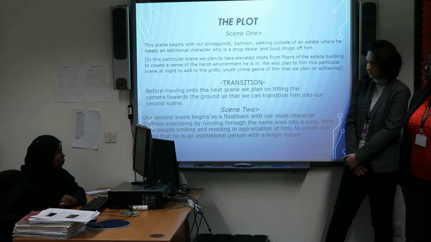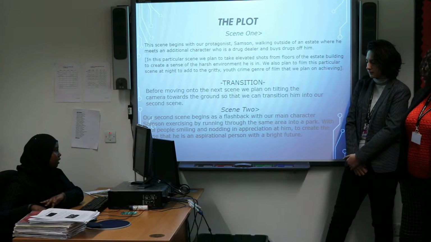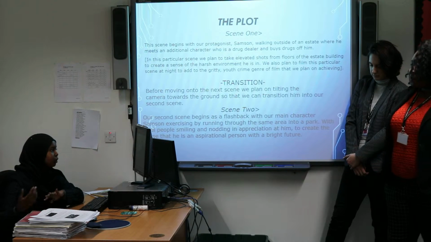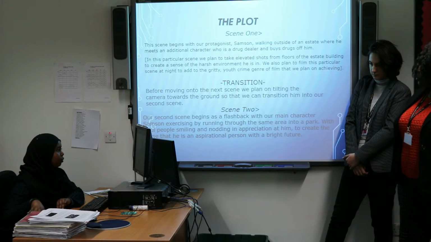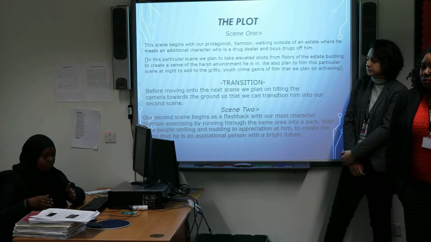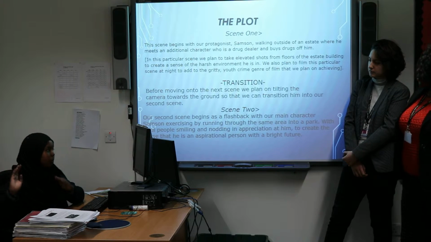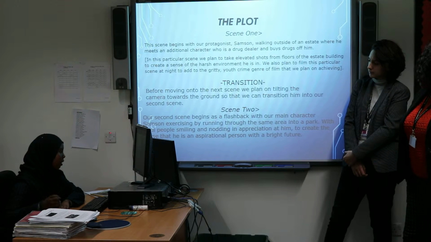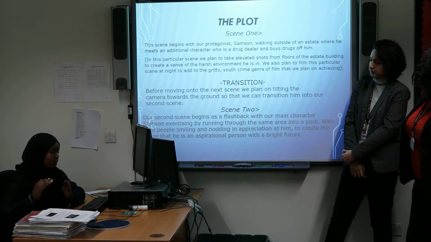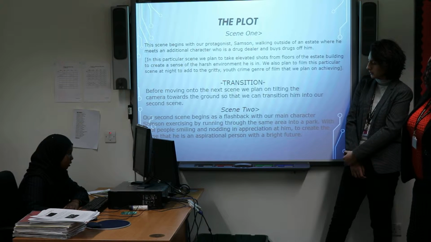In this particular scene, we want to take elevated shots of floors of the estate building, so we get a sense of the gritty, harsh environment he's in, and achieve the gritty youth crime genre that we plan on achieving. And then we plan on using a transition of him walking, looking at the ground, and then from looking at the ground we transition into our next scene, which is a flashback with our main character Samson exercising in the same area, tilting from the ground, so we get the next scene.